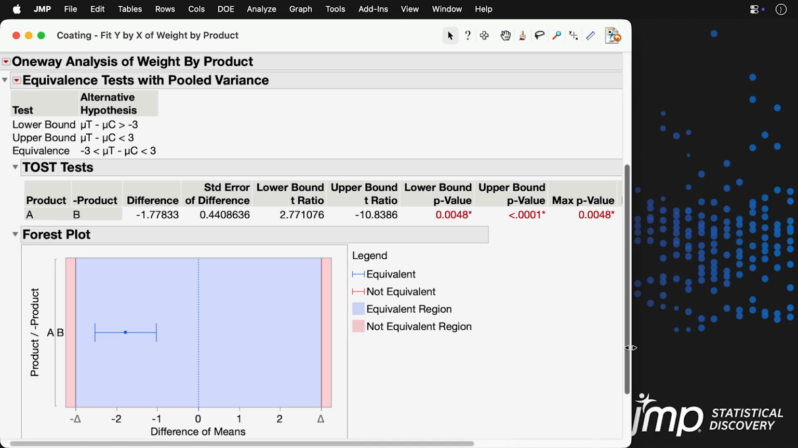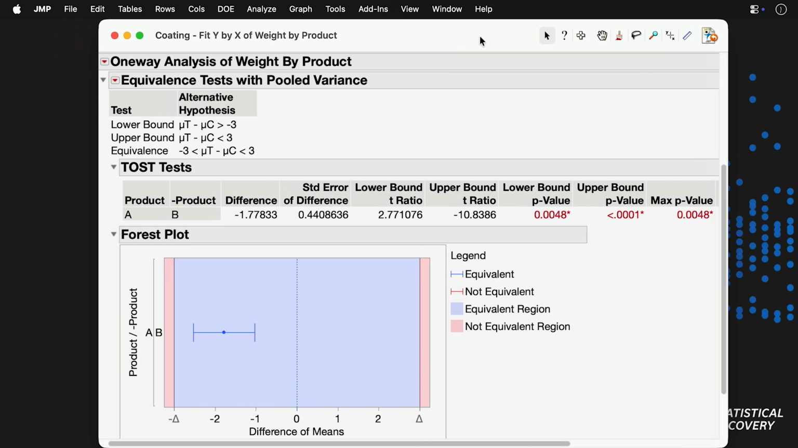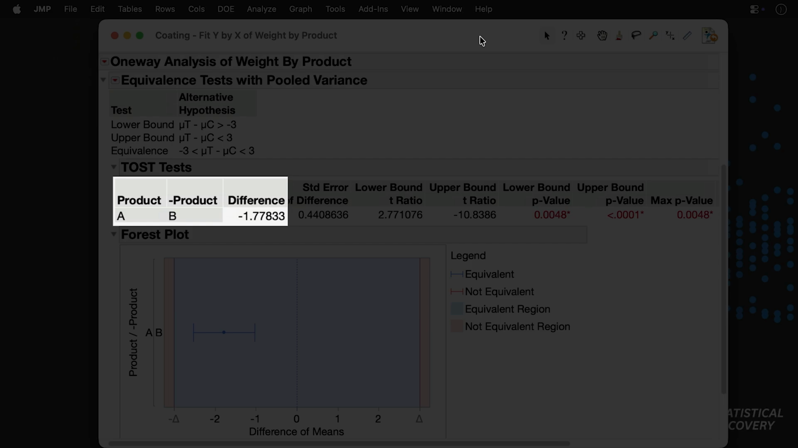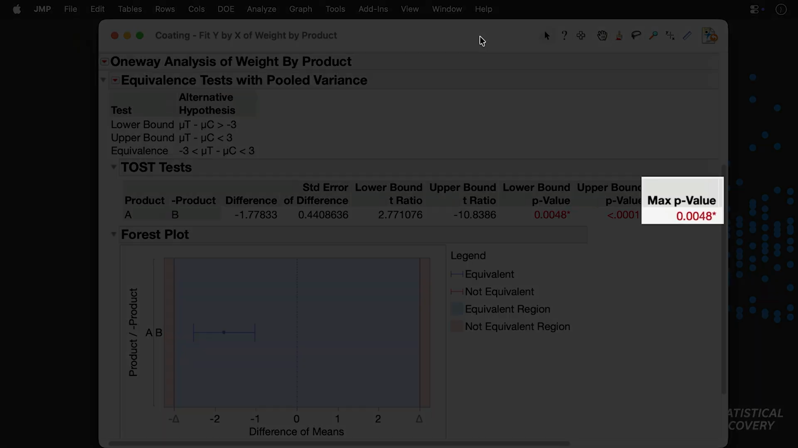JMP displays the results of an equivalence test using the two one-sided t-test approach. Here we see that the mean for product A is approximately 1.78 points lower than the mean for product B. And this result is statistically significant, with a max p-value of 0.0048.